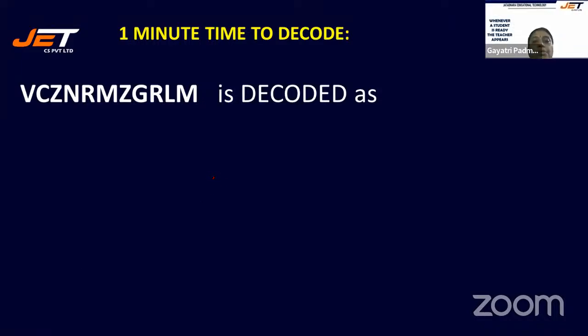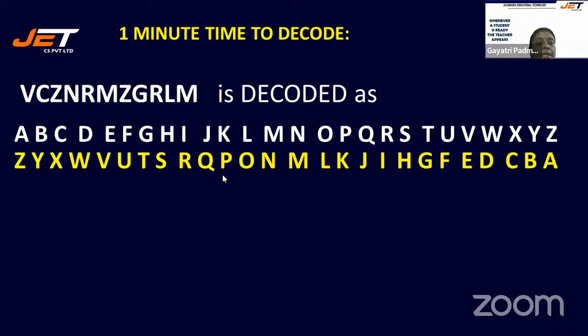So I'm sure you all will be able to do this. Let us see the letters. V, C, Z, N, R, M, Z, G, R, L, M. And how is that decoded? Fine, let us try. All right, so here we have V. V is here. We have C. Where is C? C is here.